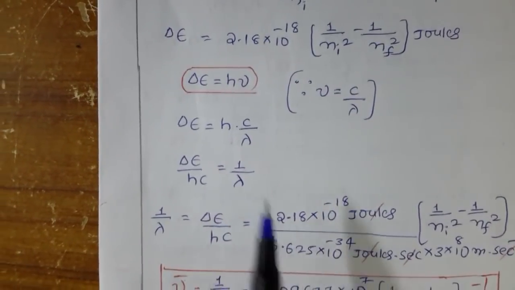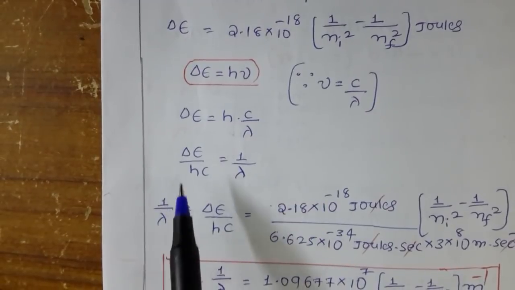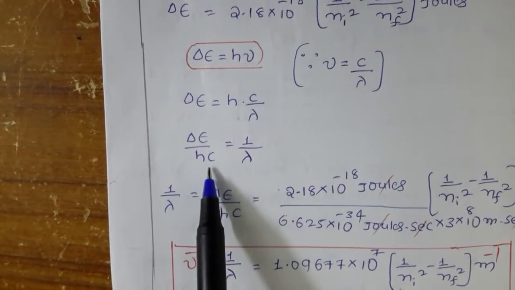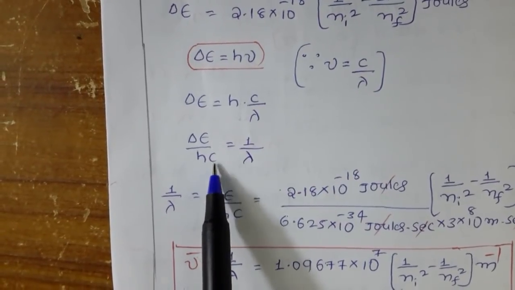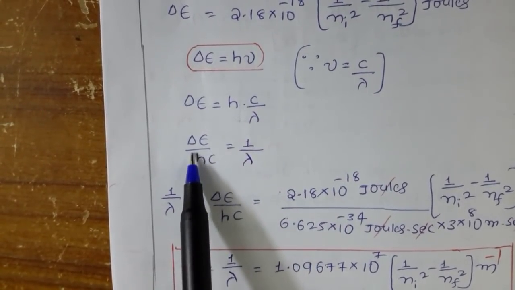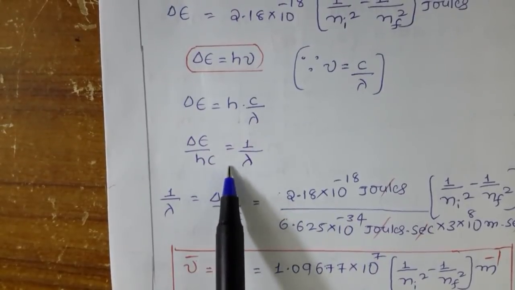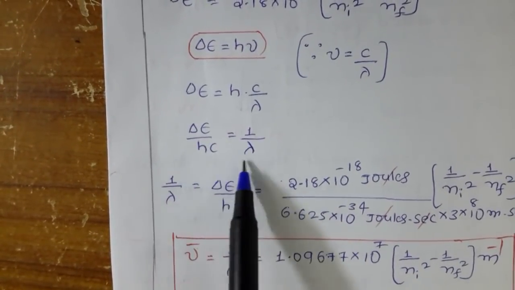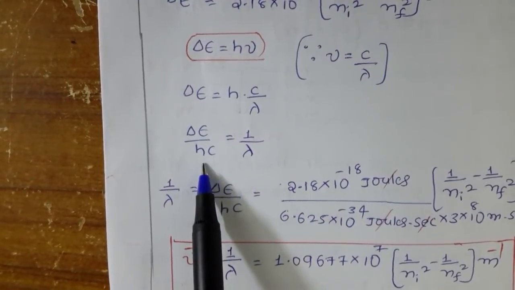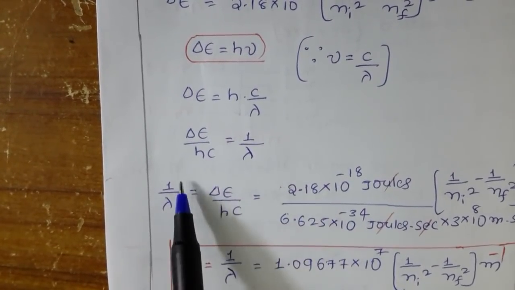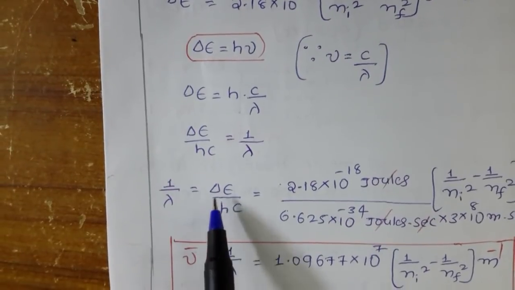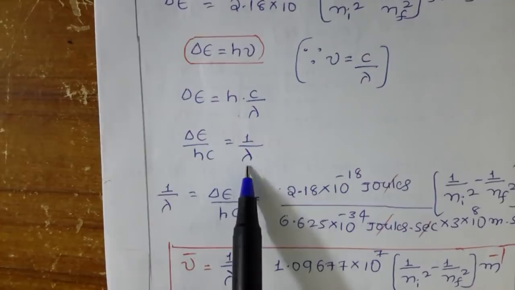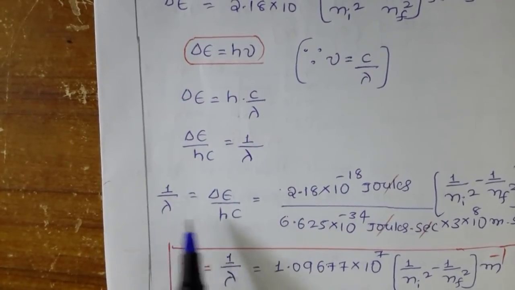Okay, just I will go for the rearrangement here. This hc by lambda I will write in the denominator. So the equation becomes delta E by hc equal to 1 by lambda. Now you know very well, A equal to B means B equal to A. So I will write here 1 by lambda equal to delta E by hc. Is it clear? Simply A equal to B means B equal to A.